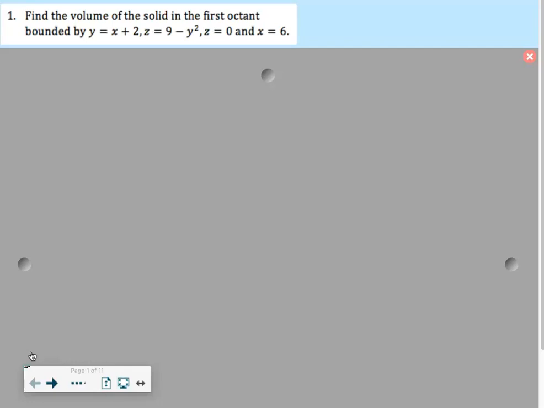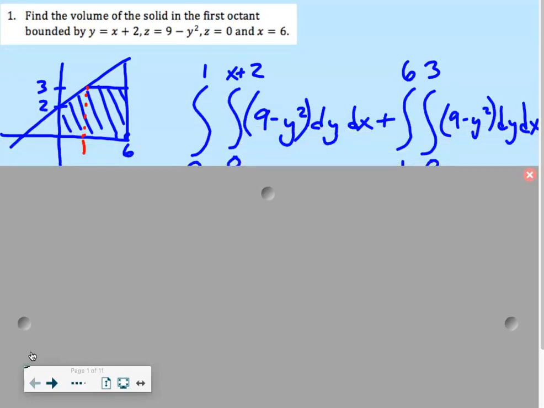I'm just going to draw it from scratch, but I might just have it right here. There it is. Okay. So here's the thing. y equals x plus 2 is a line. Everyone, we all have that, right? x equals 6 is this vertical line right here.